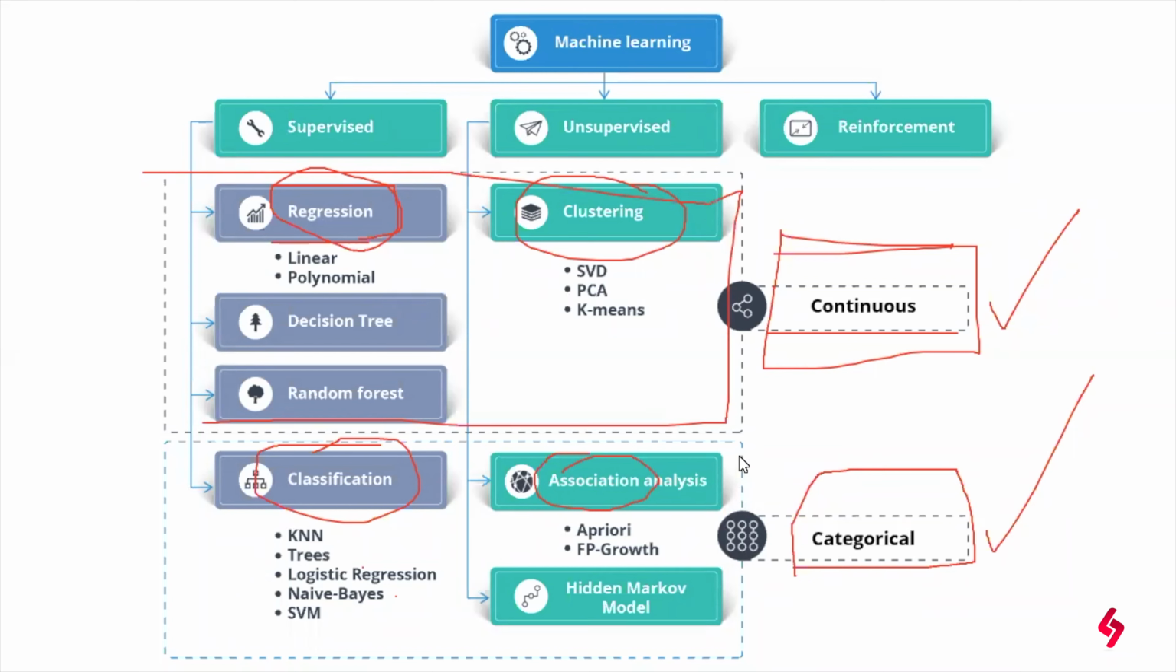When it comes to categorical data, we use both classification and association. Classification is under supervised and association is under unsupervised. So this is the flow, and of course there are different types of algorithms: linear regression, polynomial regression, KNN, trees, logistic regression, naive Bayes, support vector machine. Many things are there. One algorithm will take one problem and solve it.